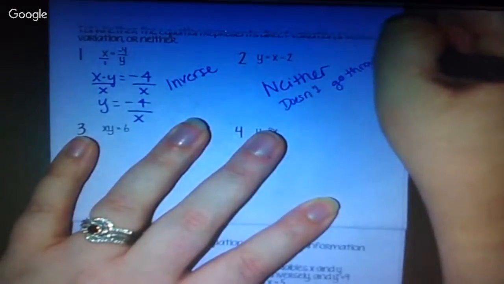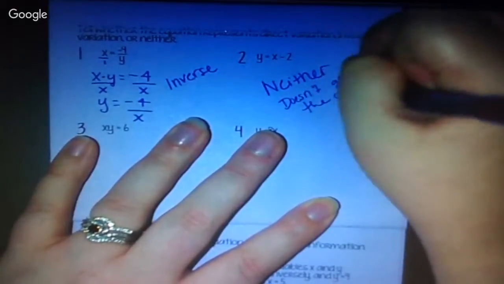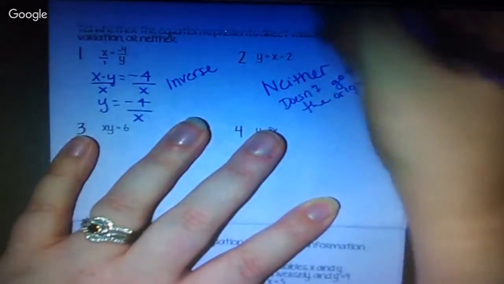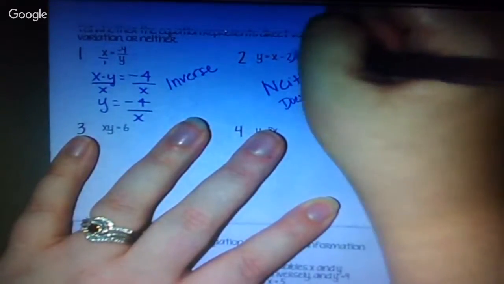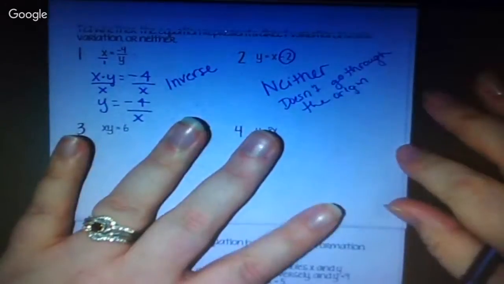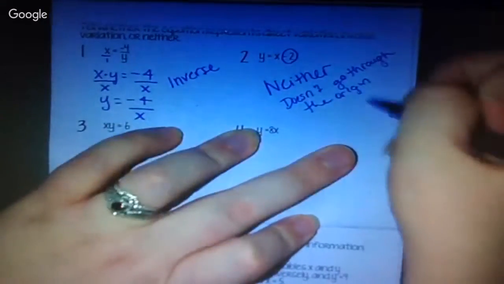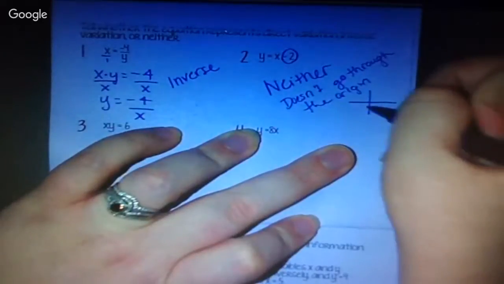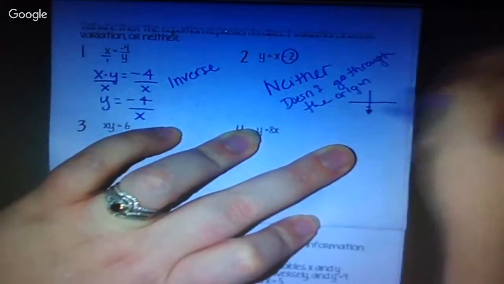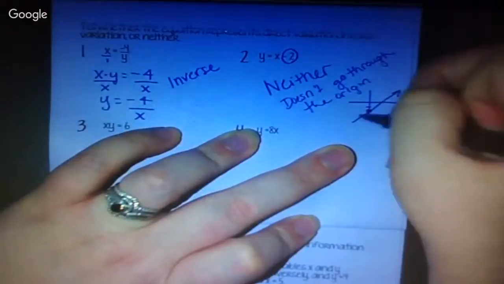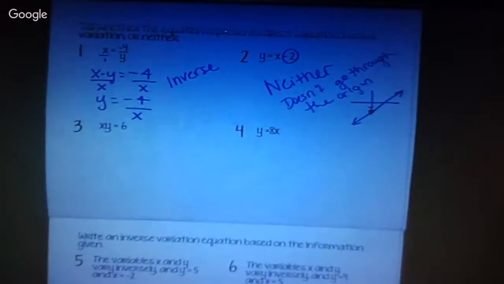How can you tell it doesn't go through? Because, remember, this is y equals mx plus b. So -2. This line actually goes through -2. So if I would graph this one, Mo, it would go down here and then go up. So it doesn't go through the origin because of my y-intercept. Okay, good question.